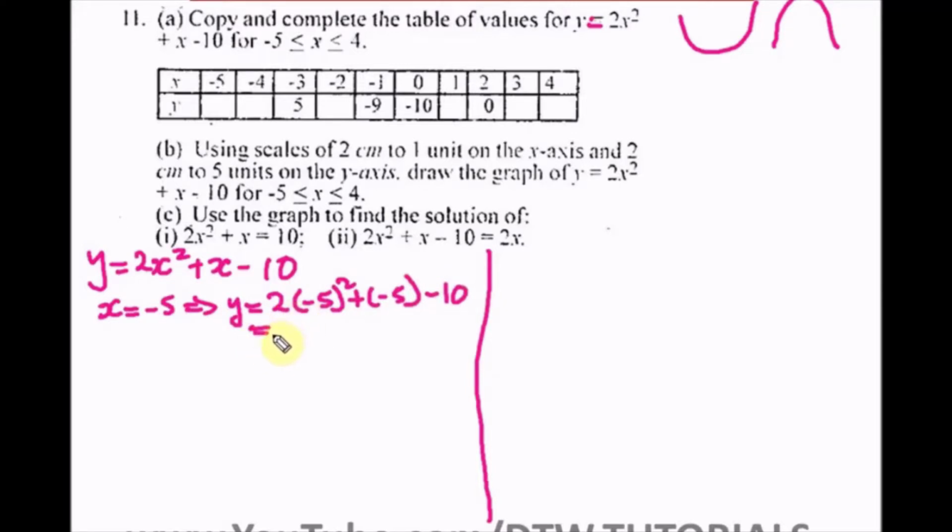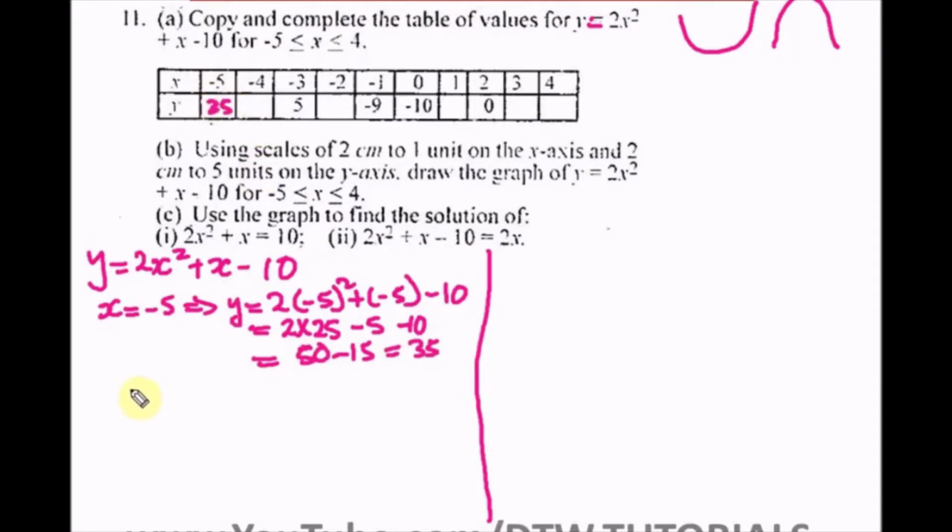So from here, what do you have? 2 times 25. Minus 5 squared, the minus will cancel out, so we have 25. Here, this plus multiplied by this negative will be a negative 5, negative 10. So you are left with 2 times 25, which is 50, and minus 5 minus 10 is minus 15. So it's equal to 35. So our first value here is 35, so we write 35 here.